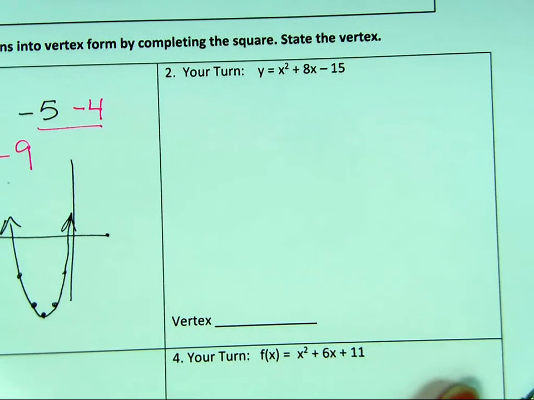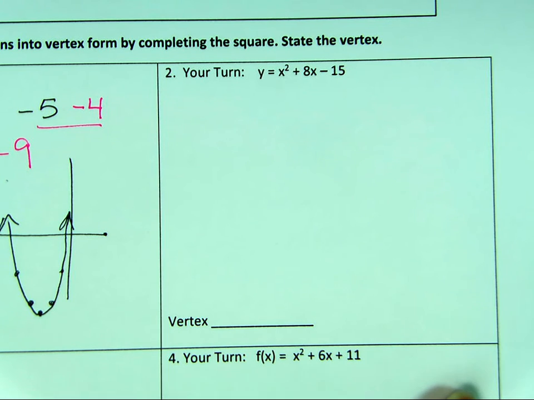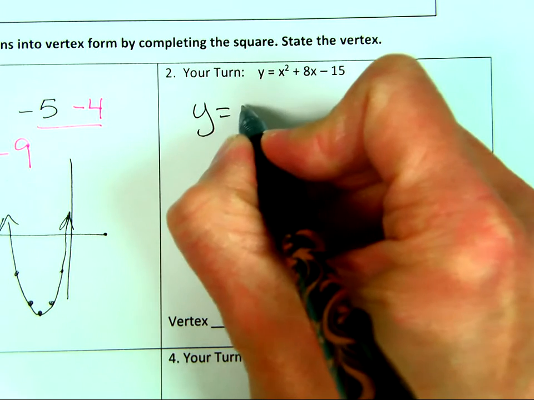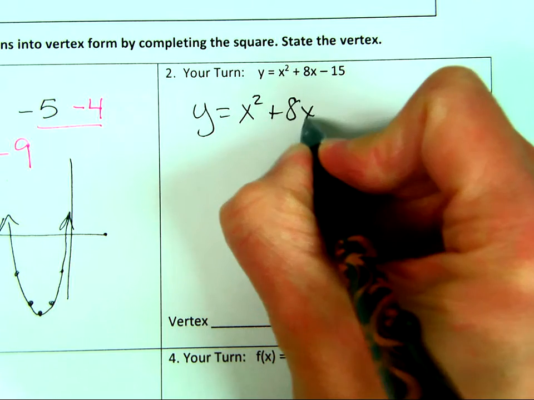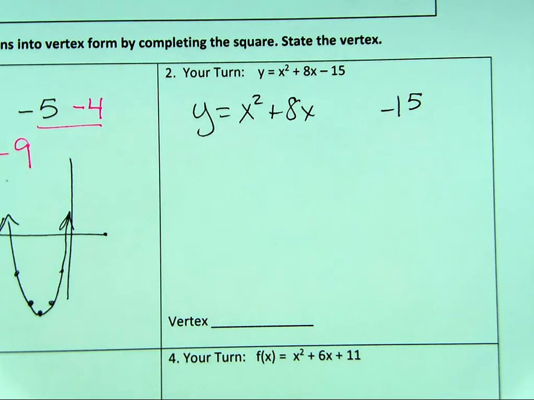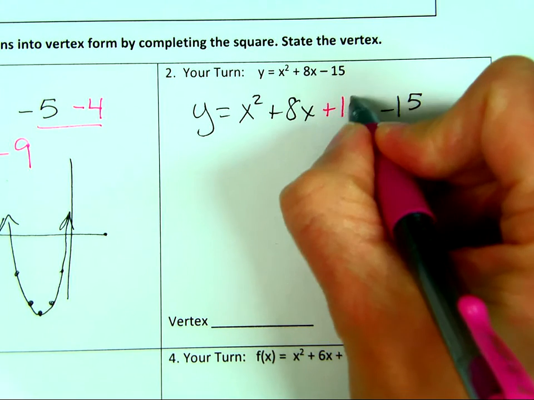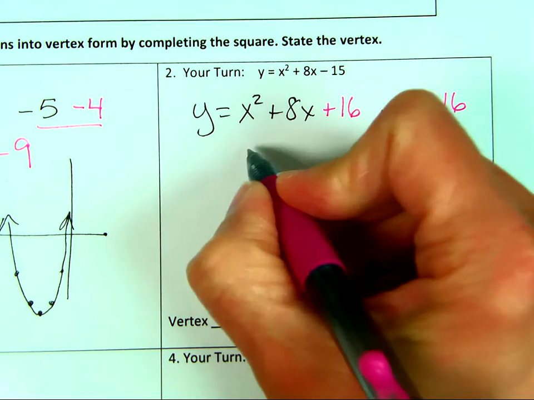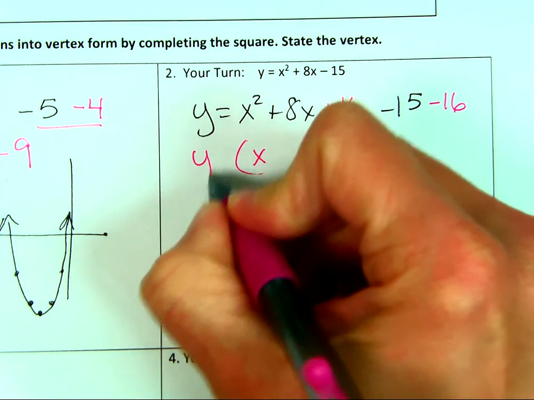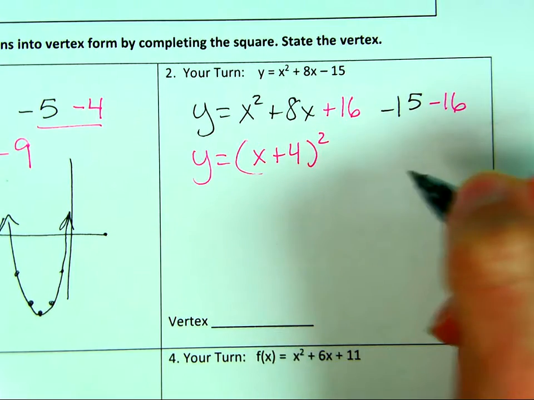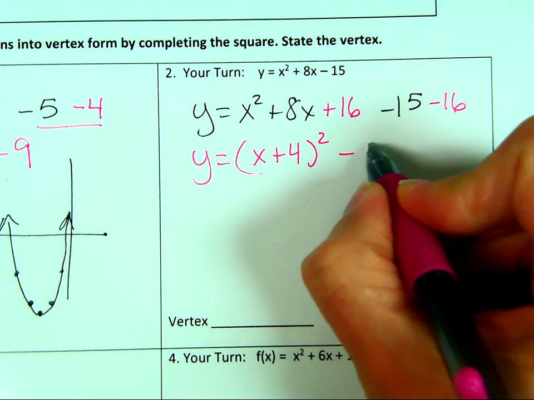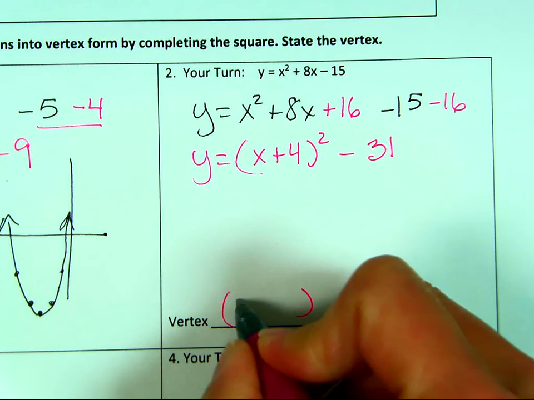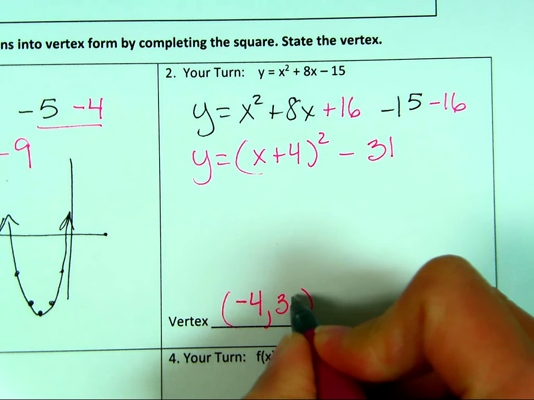Okay, let's try another one. If you want to pause and try that one using the steps you have, and then come back, I'll do it for you. So the first thing we're going to do is rewrite it with a little break. We're going to take half of 8, which is 4. We're going to add 16, and then we're going to subtract 16. The reason we did that is so that we could factor here. We're going to factor x plus 4 squared, and then we're going to get a negative 31. So what's my vertex? My vertex is negative 4, negative 31.